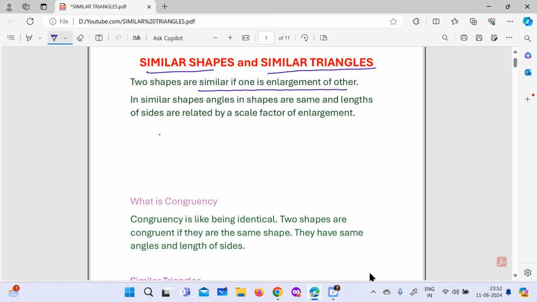In today's class, we are going to study similar shapes and similar triangles. So let's see what similar shapes are. Two shapes are similar if one is an enlargement of the other. In similar shapes, the angles are the same and the lengths of sides are related by a scale factor of enlargement. Mathematically, two similar objects have exactly the same shape and proportion, but they may differ in size also. I'll show you what it actually means.